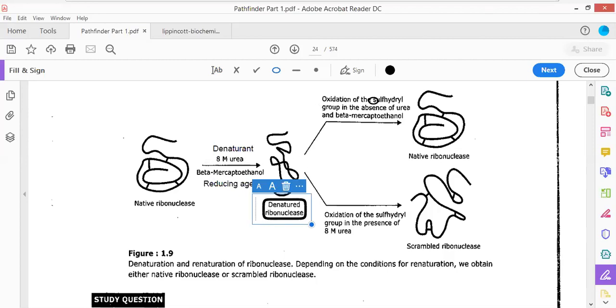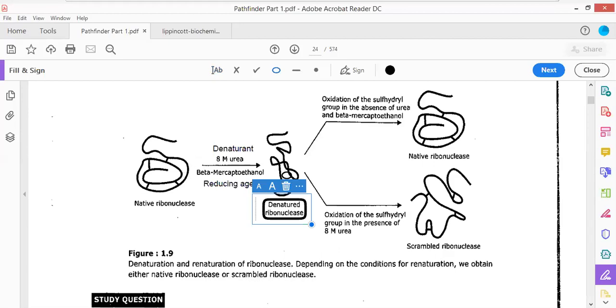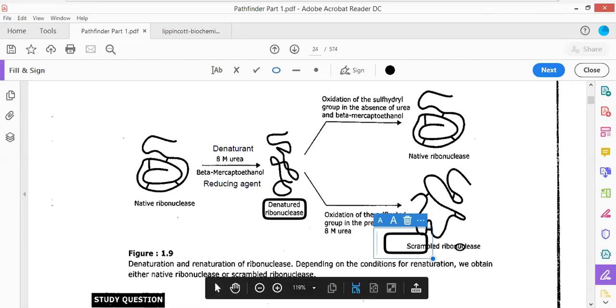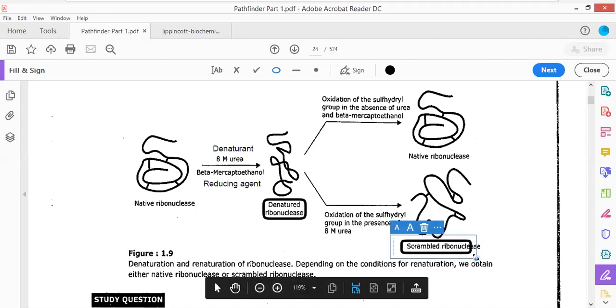Now, oxidation of sulfhydryl groups in the absence of urea. Now you remove urea and beta mercaptoethanol. When you remove urea as well as beta mercaptoethanol, native ribonuclease is produced. But in the second case, you have removed beta mercaptoethanol but 8 molar urea is present, it will lead to the formation of a crumbled structure. That means the structure of the ribonuclease formed will not be the perfect one.